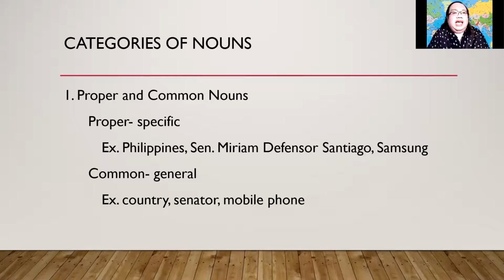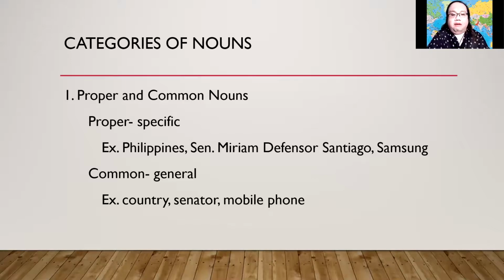Now, let's now proceed to the different categories of nouns. The first fundamental category of nouns would be the proper and the common nouns. If we're going to distinguish those two classifications of nouns, proper nouns are specific nouns, and common nouns are general nouns.